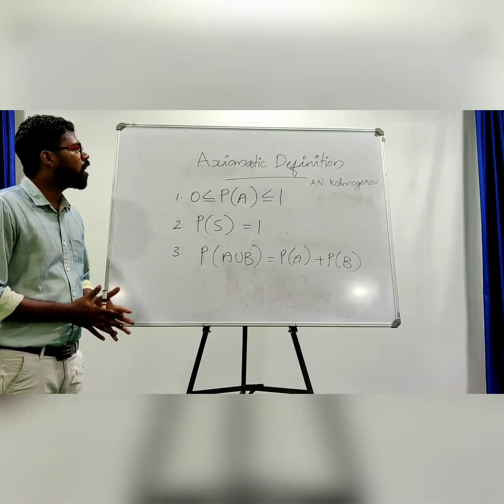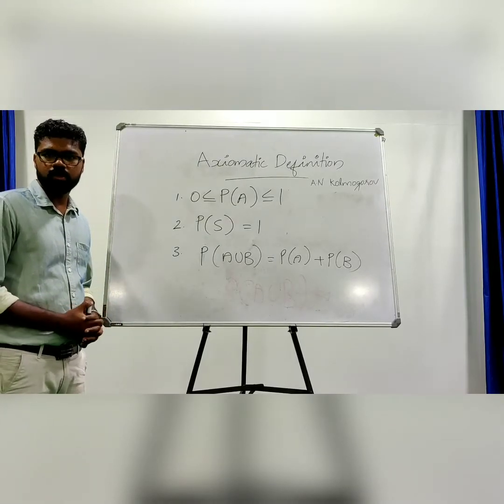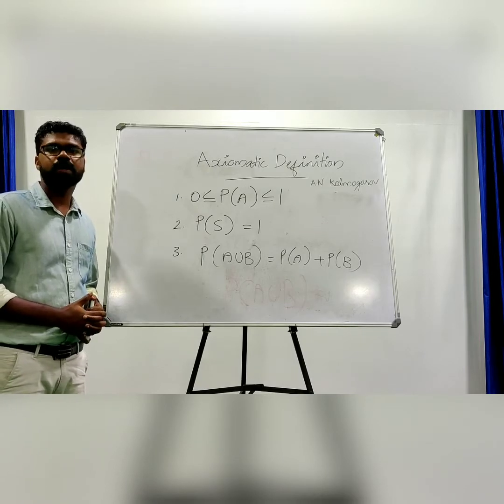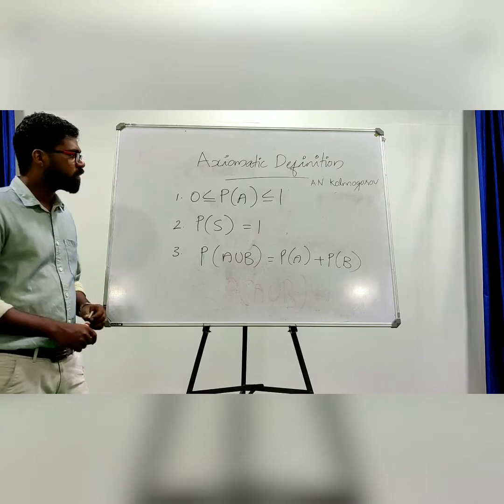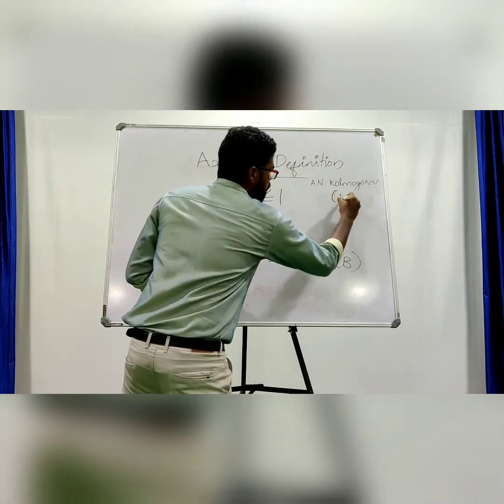Today we will be discussing the axiomatic definition of probability, which was introduced by the Russian mathematician A.N. Kolmogorov in 1933.